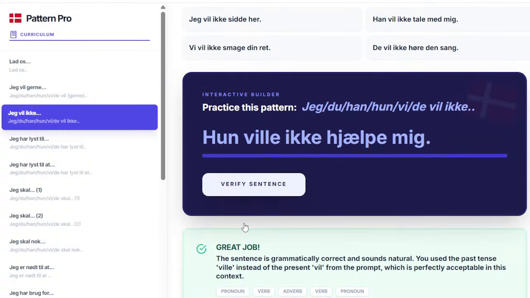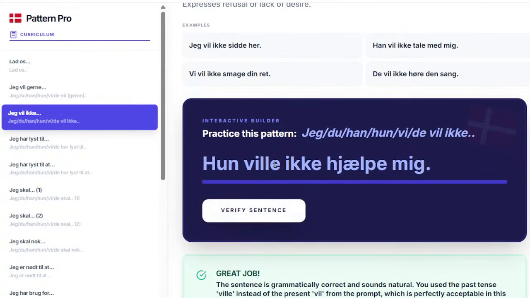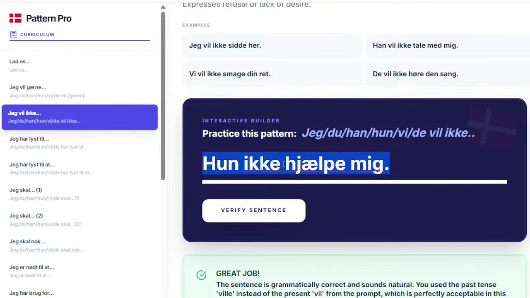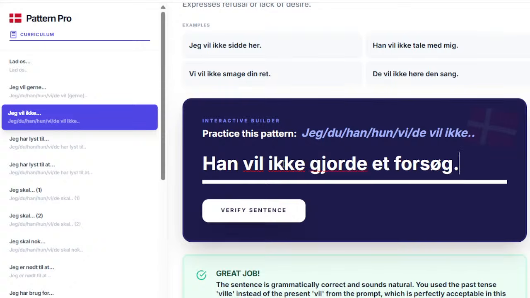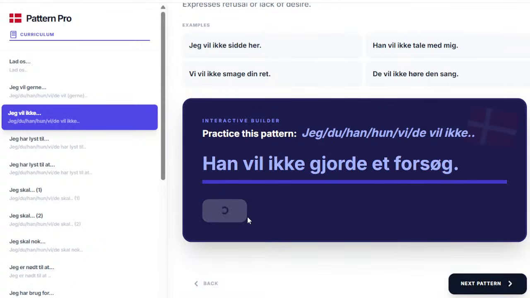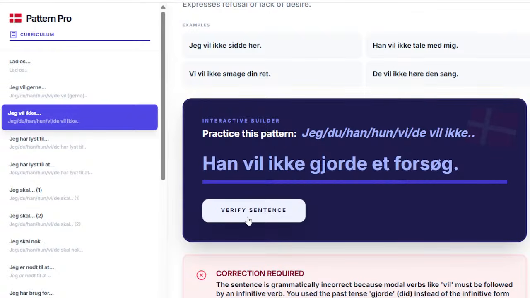So it says it's correct, but actually ville is the past. So that's she didn't want to. She didn't. Ville ikke hjælpe mig. Let's say han vil ikke gjorde et forsøg. Han vil ikke gjorde et forsøg. So he doesn't want to make a try or give it a try, attempt.